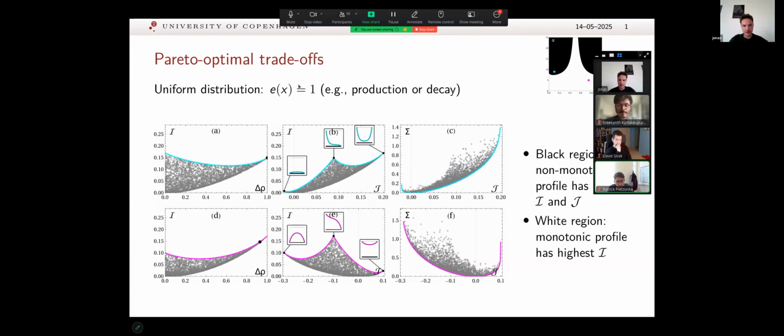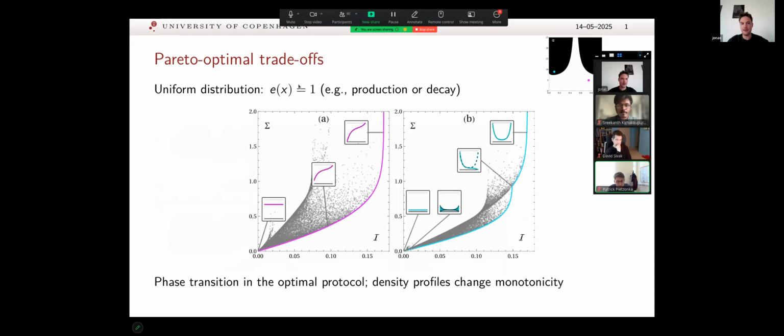And in my opinion, the most interesting thing happens when we look at the Pareto optimal trade-off between the thermodynamic cost and the positional information.